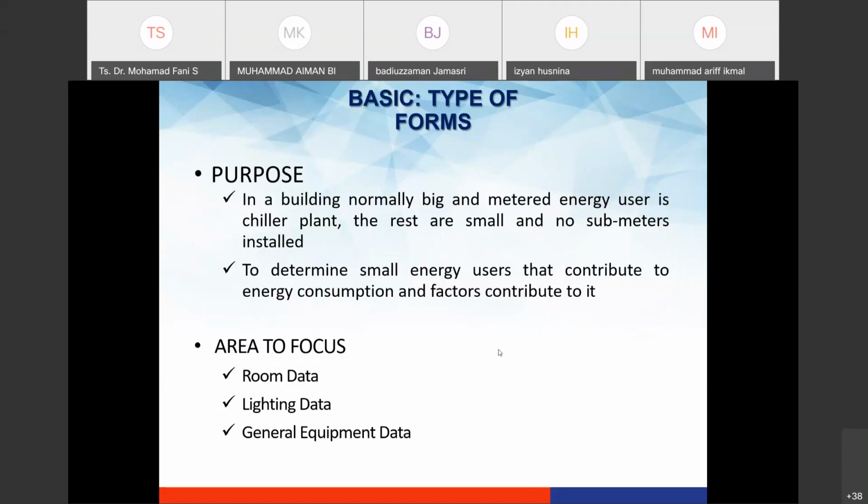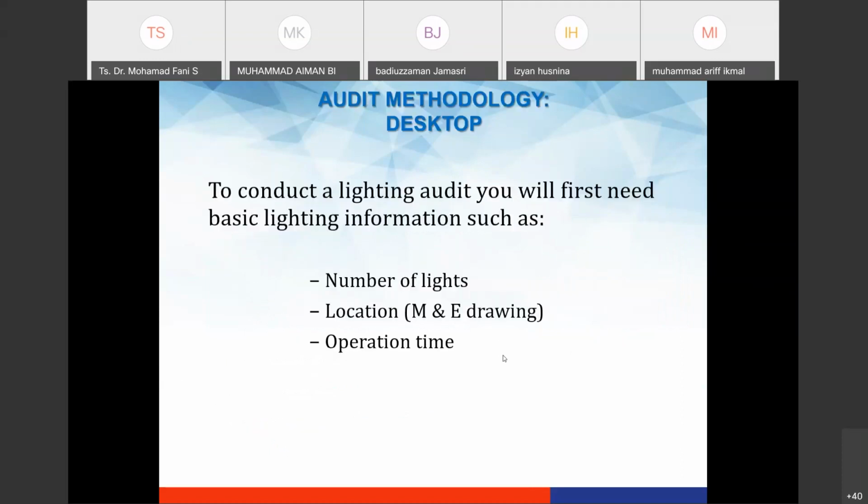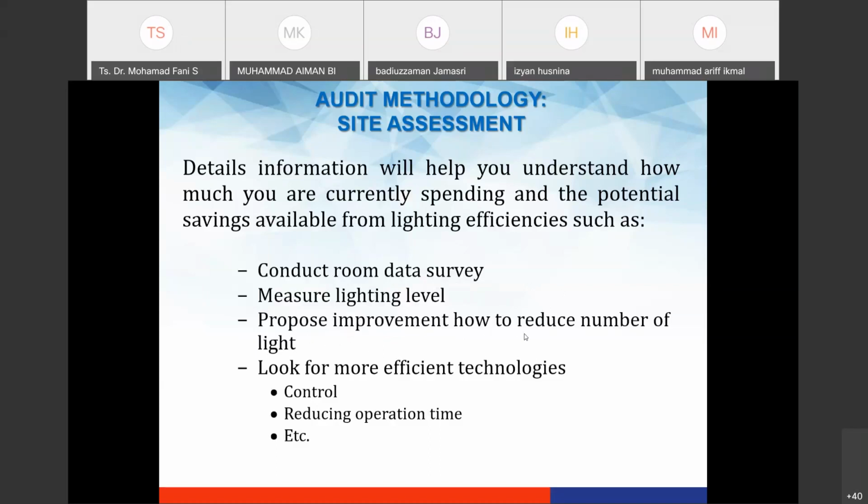Room data, lighting data, general equipment. So to conduct a lighting audit, you will first take basic lighting information such as number of lights, location, which you can refer to the M&E drawing, or you can ask the owner of the building, and operation hours. So detailed information will help you to understand how you are currently spending and the potential saving available from the lighting efficiencies, such as conducting a room data survey, measuring lighting level, and proposing improvements on how to reduce the number of lights, okay? Reduce the number of lights here.